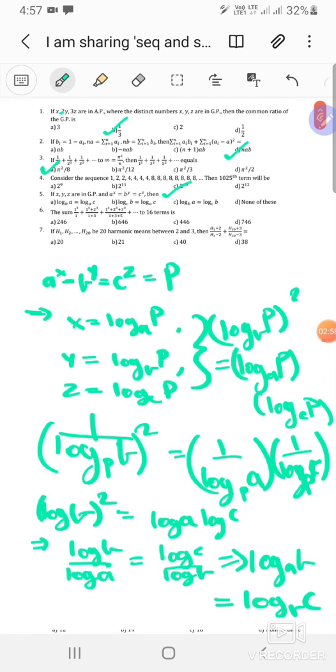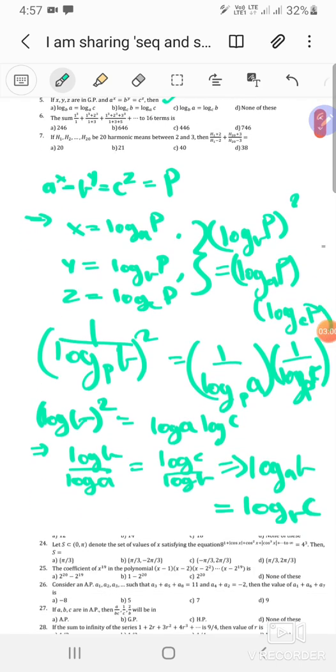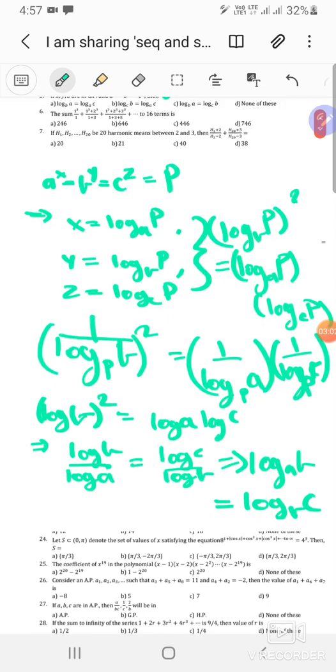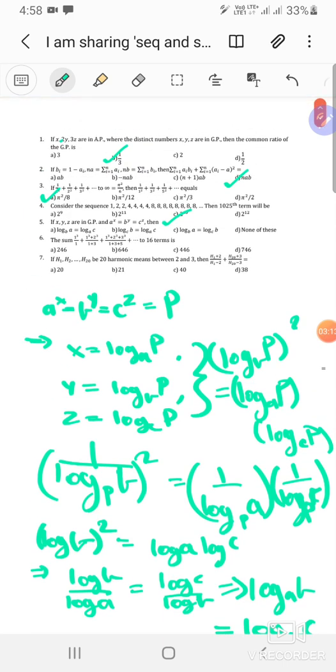Wait, I don't think that's correct, because log base a of c is log c upon log a. So you've got log a, log b, and log c in a GP. That gives me that log of c upon log of a has to be r squared, but log of a upon log of b is 1 by r or something like that, so that doesn't work.